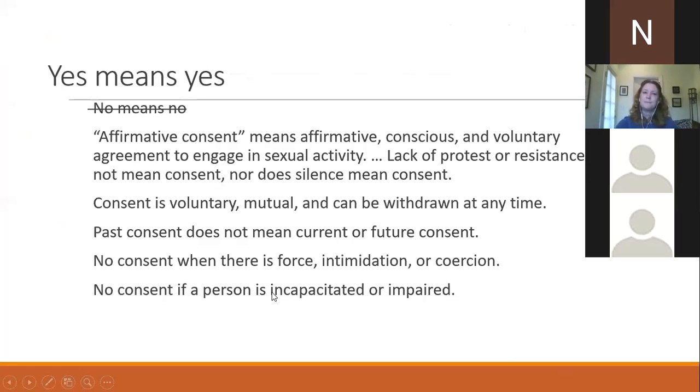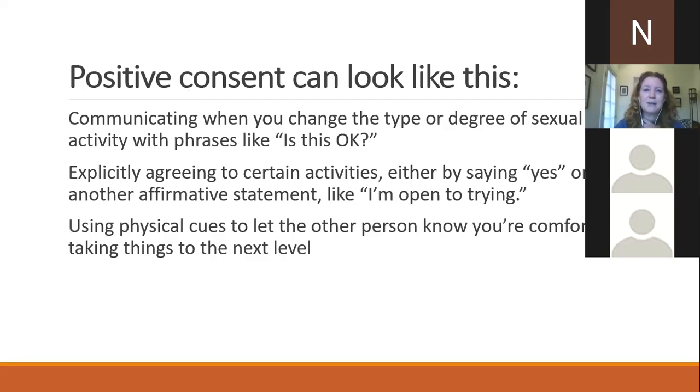Now we're back. Okay. So, I don't know, 20 years or so ago, the big campaign said no means no. If they say no, you don't want to have sex, that means no. But the next evolution of that is now yes means yes. And so now what people are talking about in sexual health is an affirmative consent, not that you don't have to guess. Like, do you want to have sex? Yes, I want to have sex. So it's voluntary, mutual, and can be withdrawn at any time. And just like the video said, past consent doesn't mean current or future consent, no consent where there is force, intimidation, or coercion, and no consent if somebody's incapacitated or impaired.